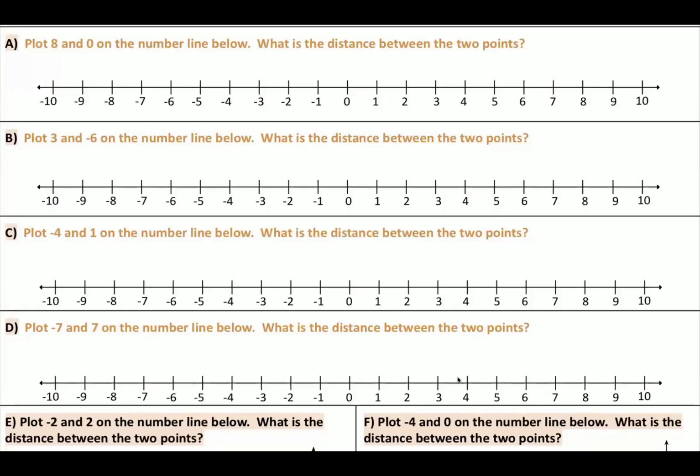Let's take a look at page 3, example A. It says plot 8 and 0 on the number line below. What is the distance between the 2 points? So whenever we're plotting points, you should have just a dot on the number line. So we'll put a dot at 8 and 0.